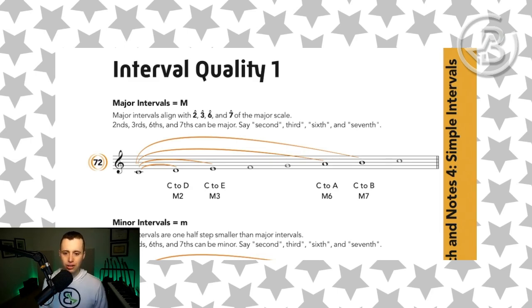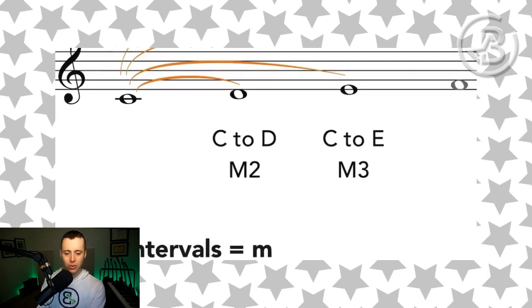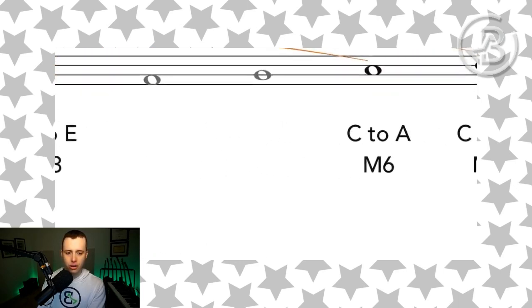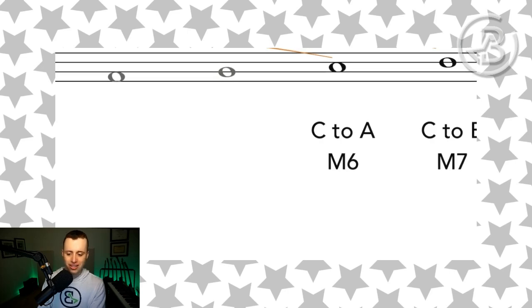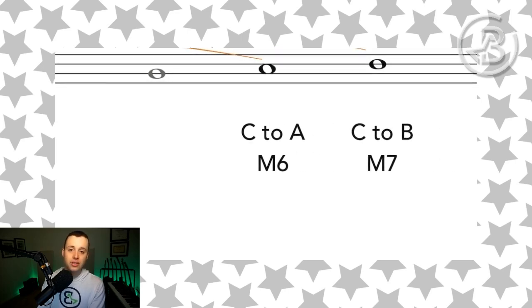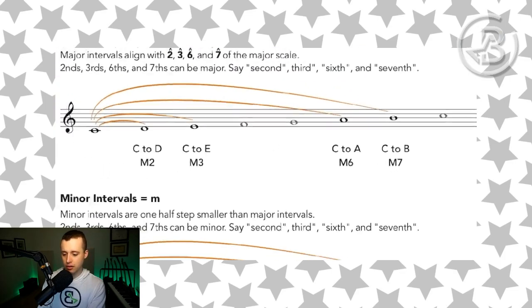So let's start by looking at the quality of major intervals. Major intervals are going to be taken from the major scale. We abbreviate major with a capital M. So you can see here that C to D, we say M2. That's for a major second. So whenever you see M2, you'll say major second. When you see M3, you'll say major third. When you see M6, you'll say major sixth. When you see M7, you'll say major seventh.